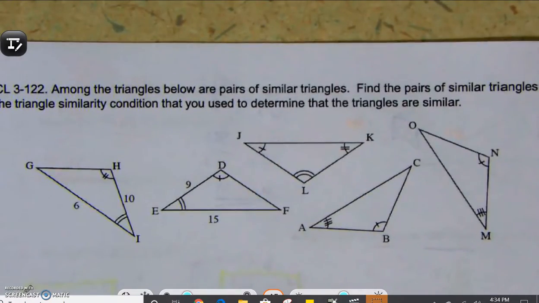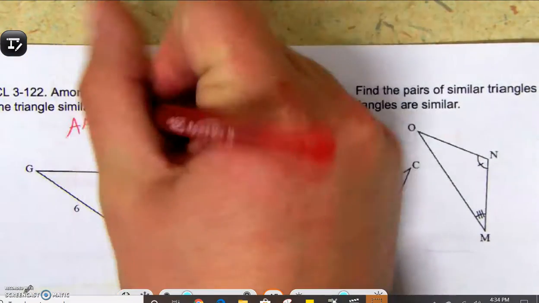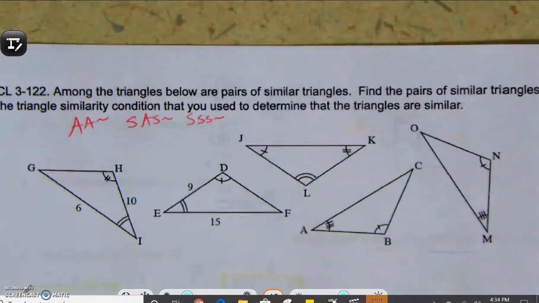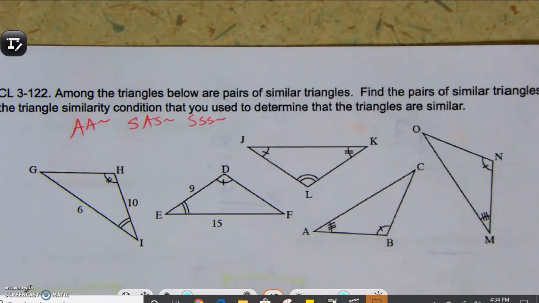Alright, so anyways, among the triangles below, there are some similar triangles, so we need to find the pairs. So again, we know we have a few different ways. I have AA similarity, SAS similarity, and SSS similarity. So those are the ways that we are looking. If I look, I don't have any with all three sides.